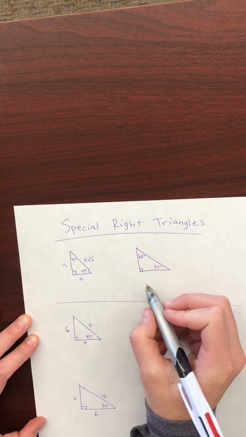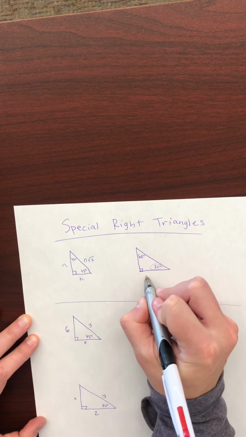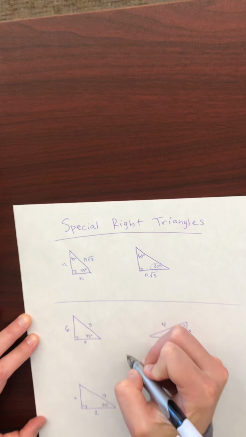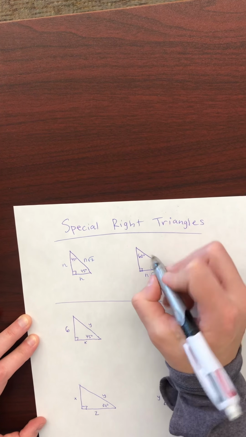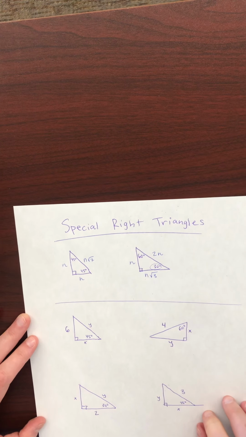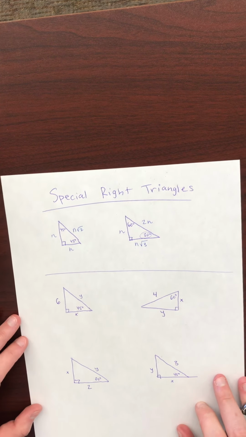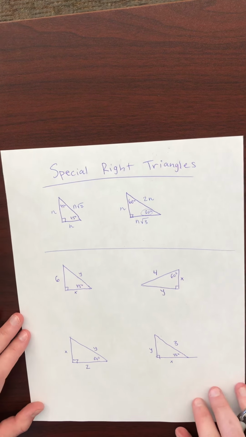For 30-60-90, my trick to you is the side between the 90 and the 30 degrees always has the root 3, n root 3. The longest side, the hypotenuse, is 2n, and then our remaining side is n. So every time on your triangles on the homework, I should see the n's on everybody's problems. Okay, let's go through this first example.